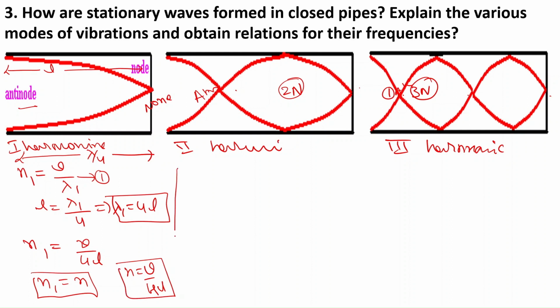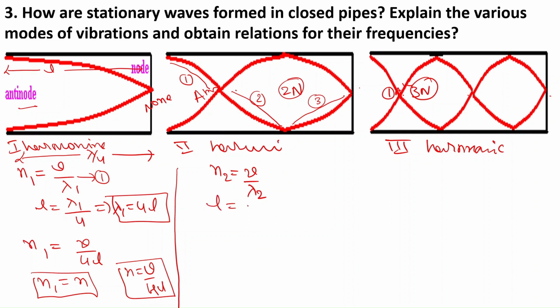Now coming to the second harmonic. In second harmonic, N2 is equal to V by lambda 2. Here consider from here to here 1 lambda by 4, 2 lambda by 4, and from here to here 3 lambda by 4. See this one is 1 lambda by 4, from here to here it is 2 lambda by 4, from here to here it is 3 lambda by 4. Therefore the length is 3 lambda by 4.